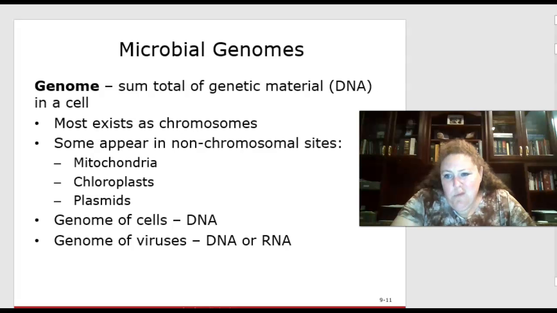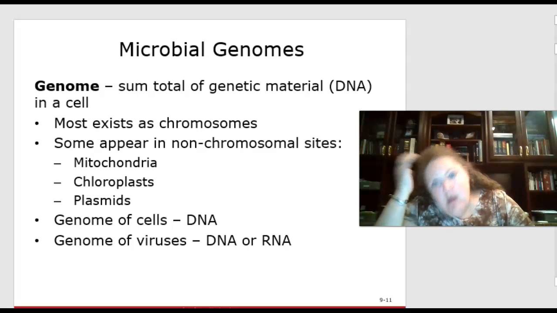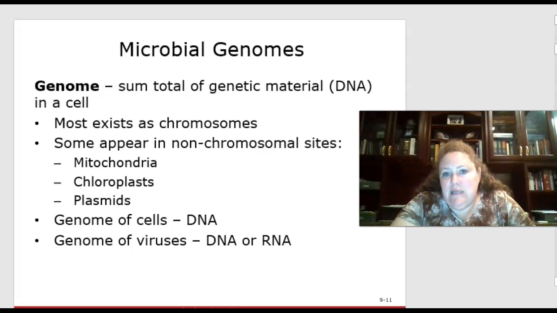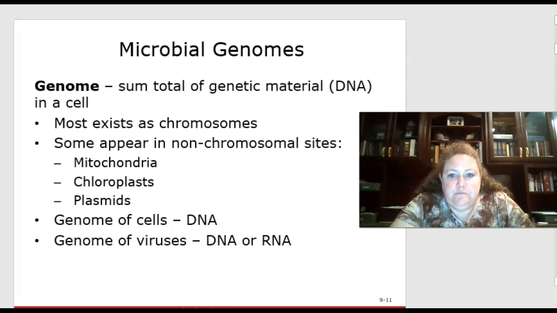So, talking about some key words with microbial genomics. A genome, well, what is that? That is the sum total of genetic material, or DNA, in a cell. Most exists as chromosomes, and some appears in non-chromosomal sites, such as mitochondria, chloroplasts, or plasmids. The genome of a cell is DNA, whereas the genome of viruses can be either DNA or RNA. In the very beginning, when we talked about viruses, I told you that they were kind of tricky, and this is one of the reasons why.